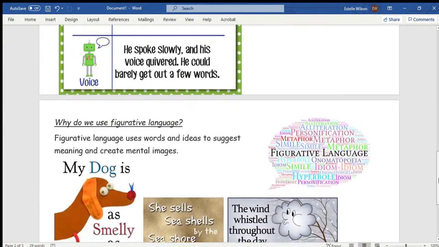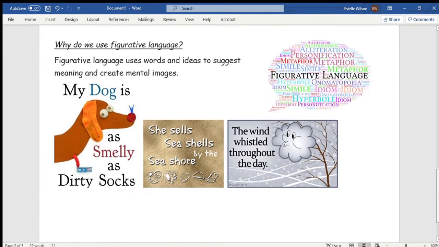This week, however, we're going to focus on something else which will improve our descriptive writing. This time we're looking at something called figurative language. Why do we use figurative language? Well, it uses words and ideas to suggest meaning and create mental images. So for example, my dog is as smelly as dirty socks. It immediately puts an image into our heads about how smelly that dog is. Okay, the wind whistled throughout the day is also an example of figurative language.